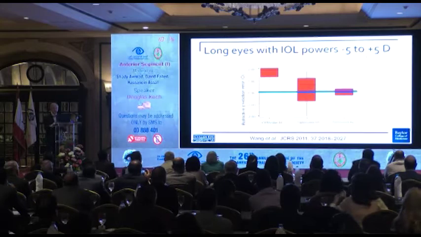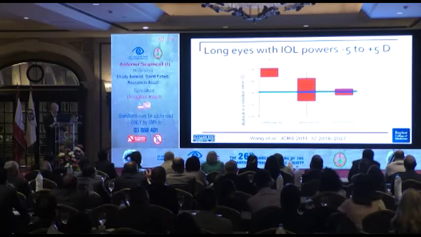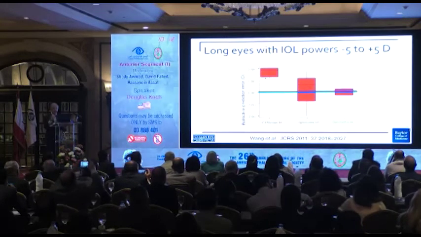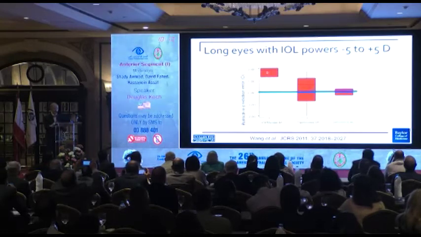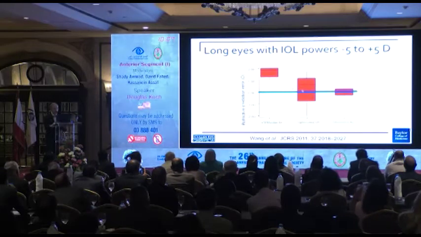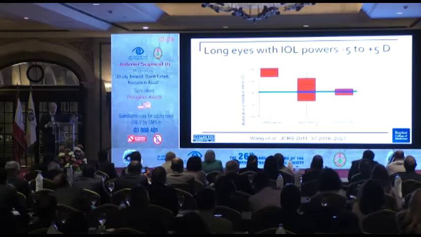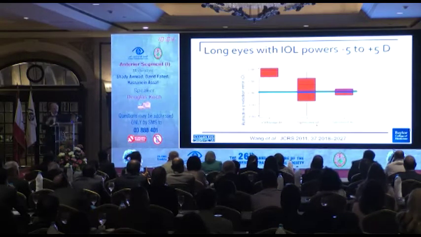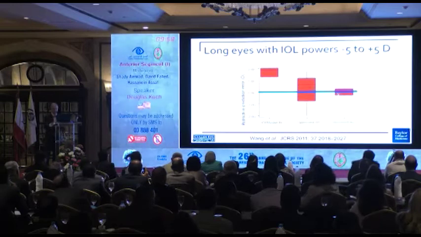We have found that for patients who had IOL powers from minus 5 to plus 5, if we use the lens constant from the manufacturer, they ended up very hyperopic. This is plus 1, plus 2. If you optimize the surgeon factor just for those lenses, you still ended up with a large variability. But if you optimize the axial length, we get a very tight number.